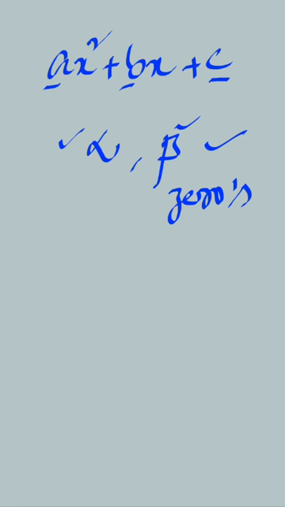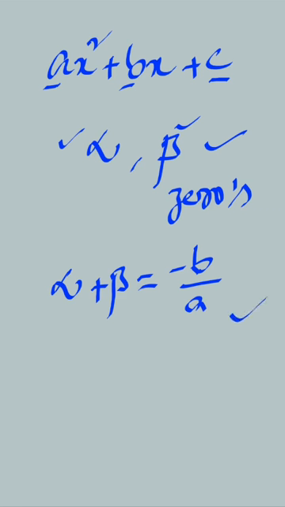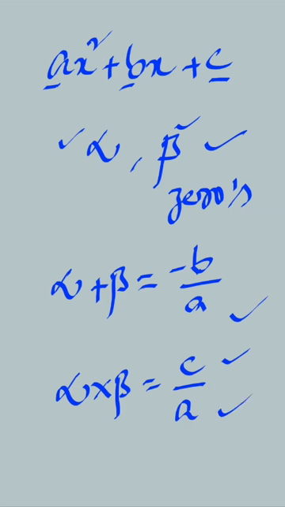Let us see. First, what is the relation between coefficients and these zeros. Here the sum of the zeros, that means alpha plus beta, is equal to minus b by a. Here b is the coefficient of x, the middle term coefficient, and the minus sign is very important, divided by a, the coefficient of x square. This is the first relation. The second one is the product of the zeros, alpha into beta, is equal to c by a, where c is the constant of the polynomial and a is the coefficient of x square. So these are the two relations. Generally the questions give one quadratic polynomial and ask to find the relation between zeros and coefficients, so we have to check these two.